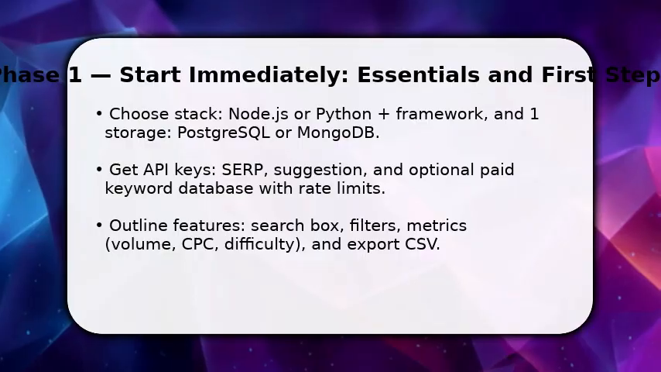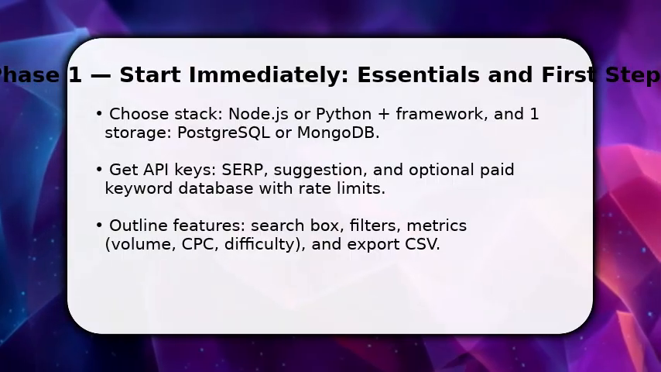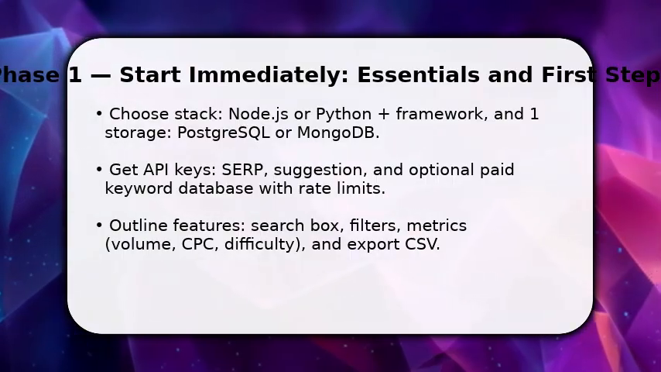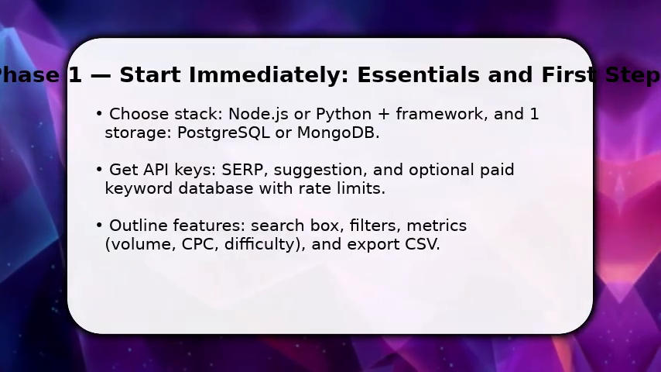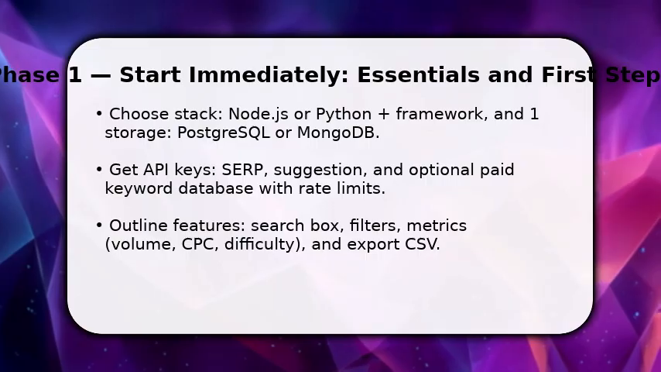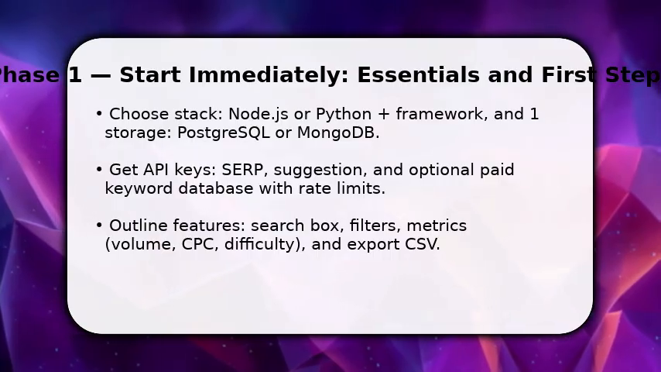Enjoy the video. You start by locking in prerequisites and then build the very first endpoint. Choose your stack, Node.js or Python, and provision PostgreSQL or MongoDB. This matters for query speed. Once done, obtain API keys for SERP and suggestion endpoints, accounting for rate limits.